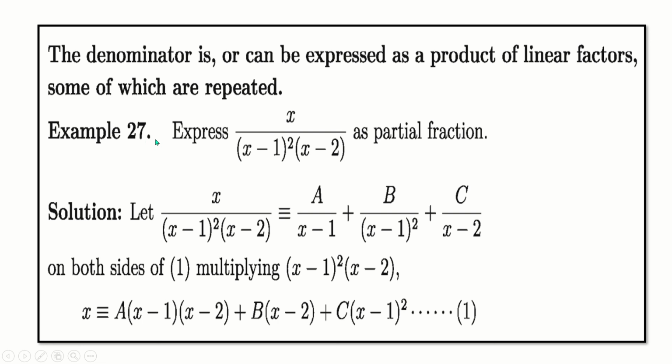Follow another math, that is number 27. Here are 3 factors, that means x minus 1 and x minus 2, that means x minus 1 repeated 2 times. X minus 1 repeated 2 times, that means that are repeated. As a result, this type of math, we have to let this equal to a divided by x minus 1 plus b divided by x minus 1 whole square plus c divided by x minus 2.